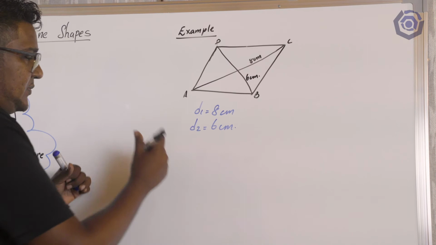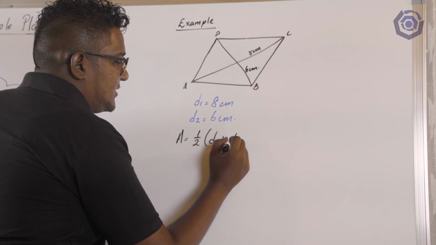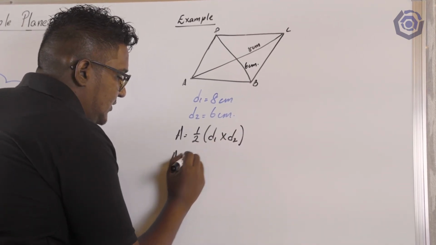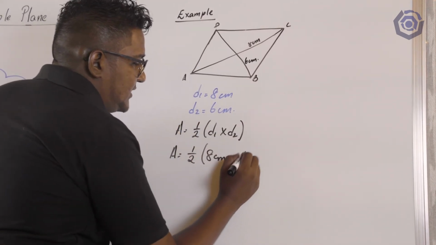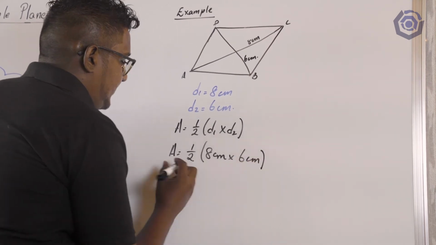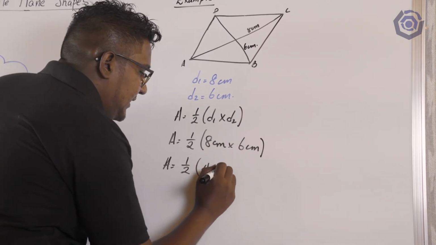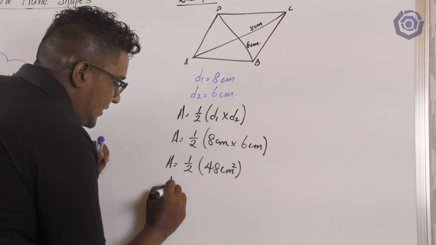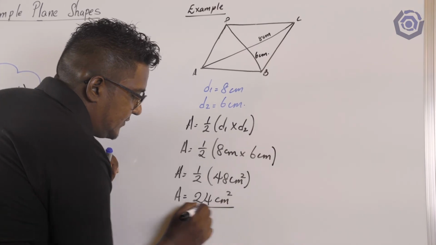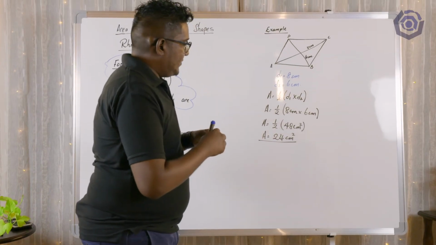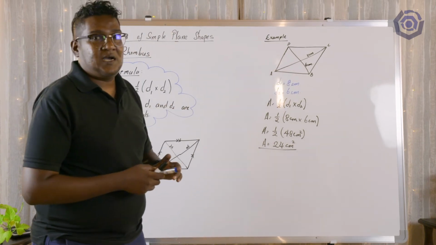So using these two diagonals, we're going to substitute into the formula. A is equal to a half of D1 times D2. A is going to be a half of D1, which is 8 cm, times D2, which is 6 cm. A is equal to a half of 8 times 6, which is 48 cm squared. A is equal to a half of 48, which is 24 cm squared. So when you're finding the area of a rhombus, given the two diagonals, we usually use the formula A is equal to a half D1 times D2.